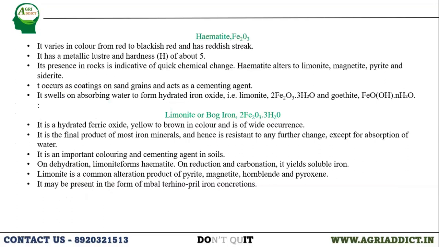Hematite is Fe2O3. Try to remember the most important characters of this non-silicate mineral: hematite gives a reddish streak, hardness is about 5, and it alters into many other minerals. What happens when hematite absorbs water? This is important; it was asked once, I think, in previous papers. It will form hydrated iron oxide. Fe2O3 is hematite. Fe2O3·3H2O is limonite, which is hydrated hematite. Likewise, goethite will also be formed.